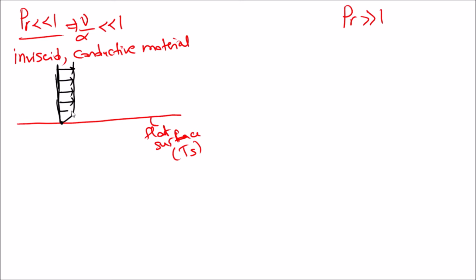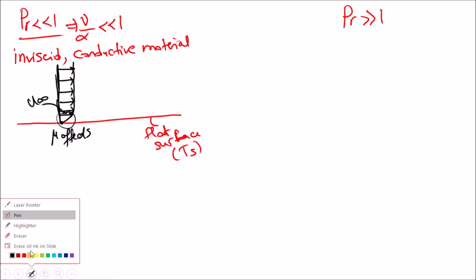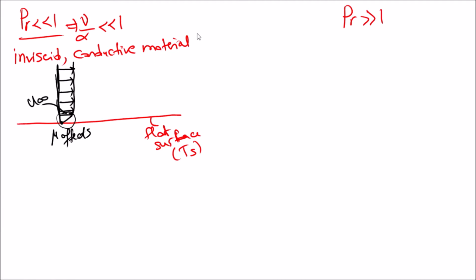So until this part it is U infinity, and you have only this small region where mu affects. Because mu by rho is very small, it means that the mu value is very small and it affects only a small part of the fluid domain. But on the other hand, it is a conductive material. Conductive material means that k is too high. So in k by rho Cp, the k value is too high.